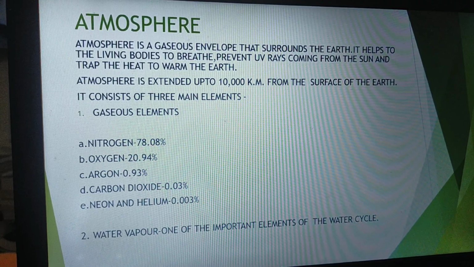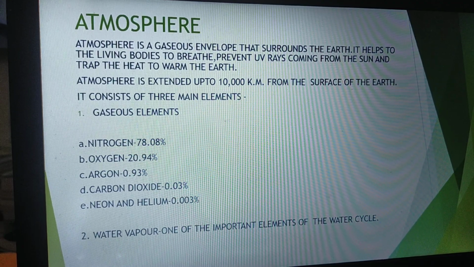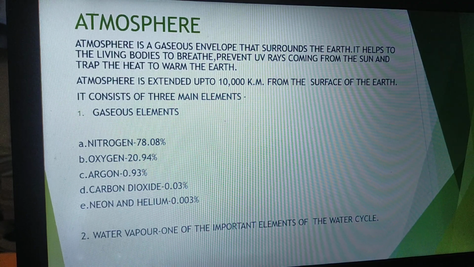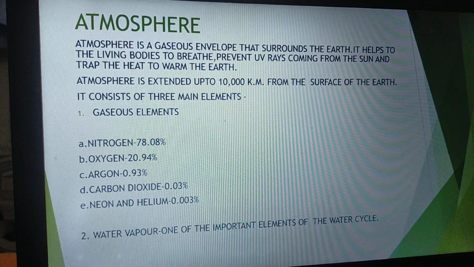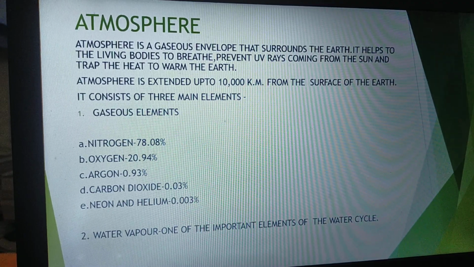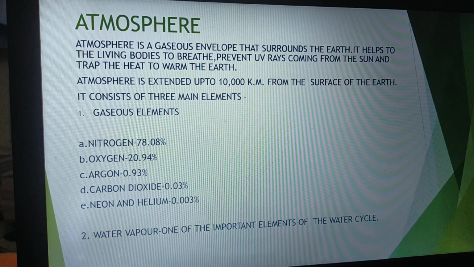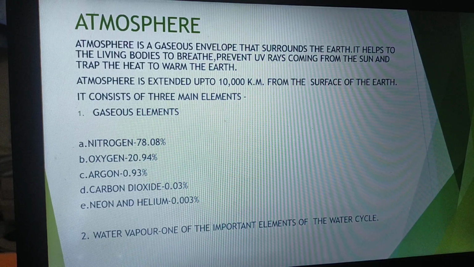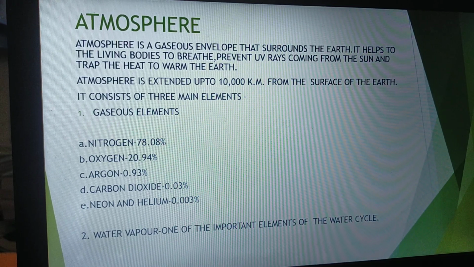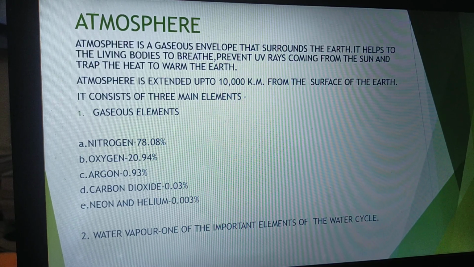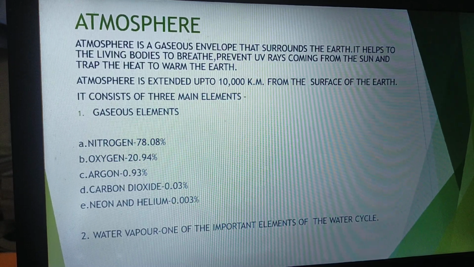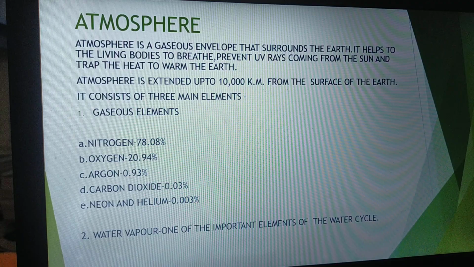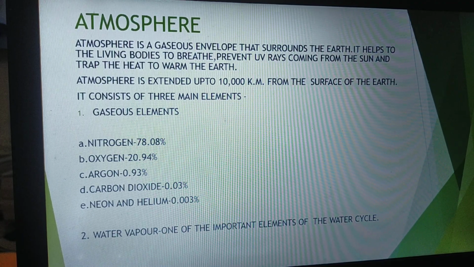It prevents the UV rays coming from the sun from reaching the earth, and it also helps to trap the heat so that our earth remains warm. The atmosphere extends up to 10,000 kilometers from the surface of the earth. Above that, there is no atmosphere, it is space. So this atmosphere consists of three main elements.